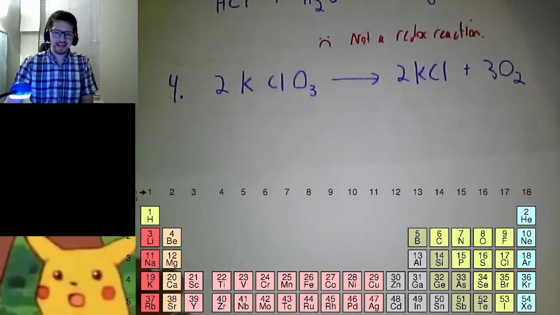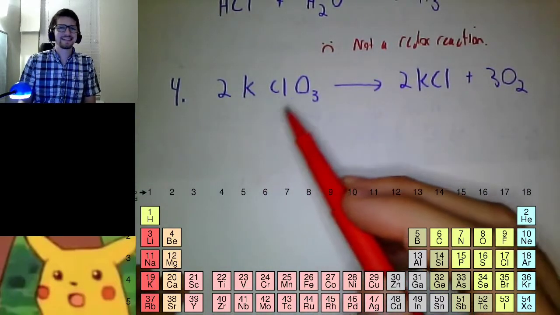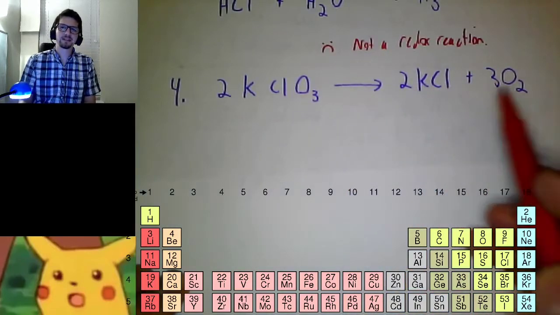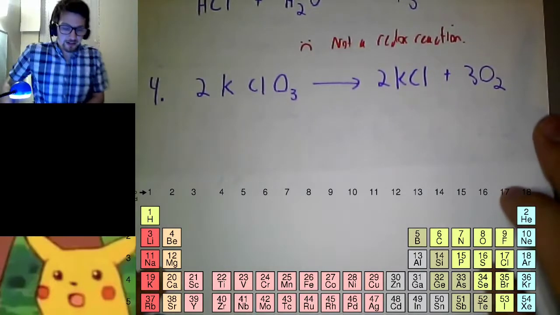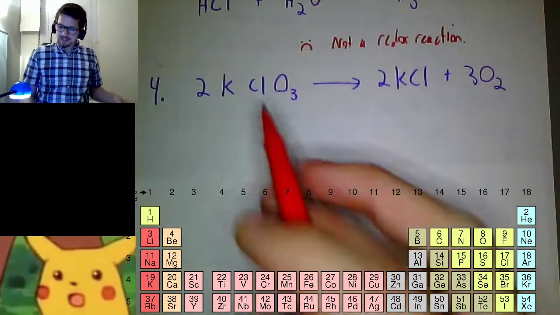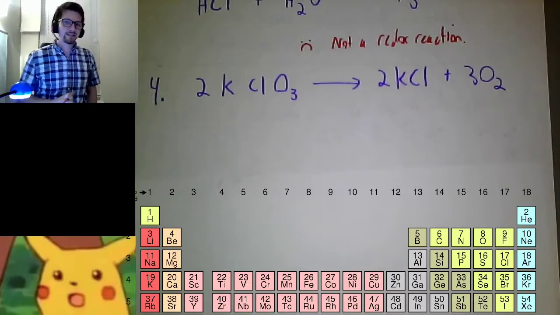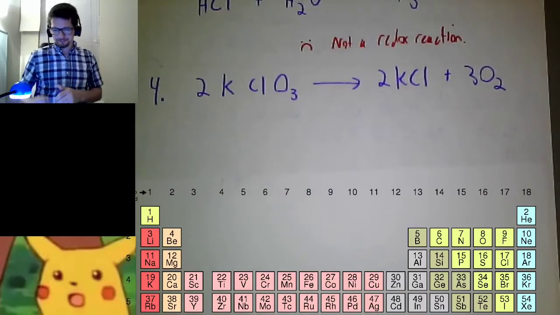Number 4, and the last example I'm going to do for you. 2KClO3 gives me 2KCl plus 3O2. Well, this is going to be annoying now, isn't it? Let's look at this first chunk right here. If you don't understand this first chunk, I have a video specially for you, and it's in the description. If you don't understand where I'm getting my numbers for this one, watch that video. I promise it's going to help.